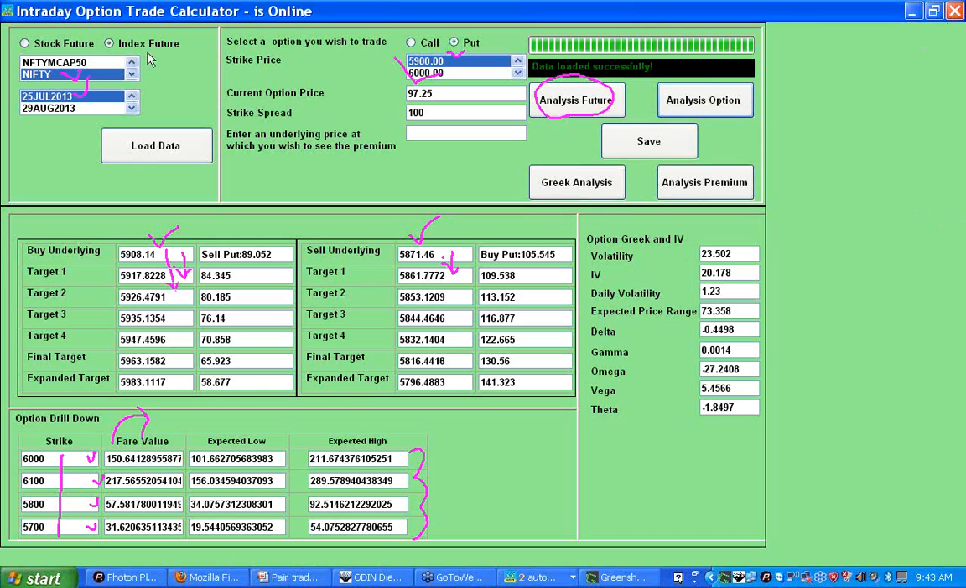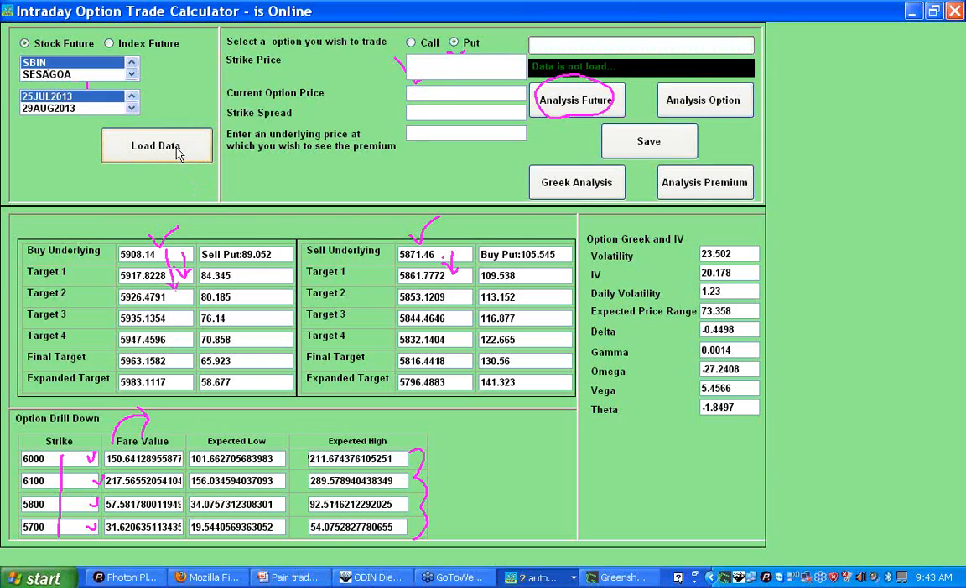So let us go for a stock option also. Let me take the State Bank of India, 25th July. I'll be loading the data here. Once the data is loaded, I will get all strikes and all their premiums. Yes, all strikes are loaded.